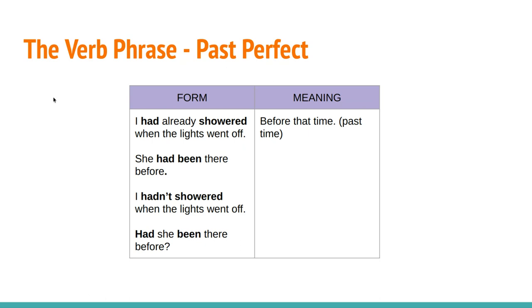So this is past within past. If I had already showered when the lights went off, I have finished showering when the lights went off. The showering happened first, and then the lights went off. Okay, I hadn't showered when the lights went off. That means that I didn't take a shower, and the lights went off after that. So I didn't have the chance to take a shower.